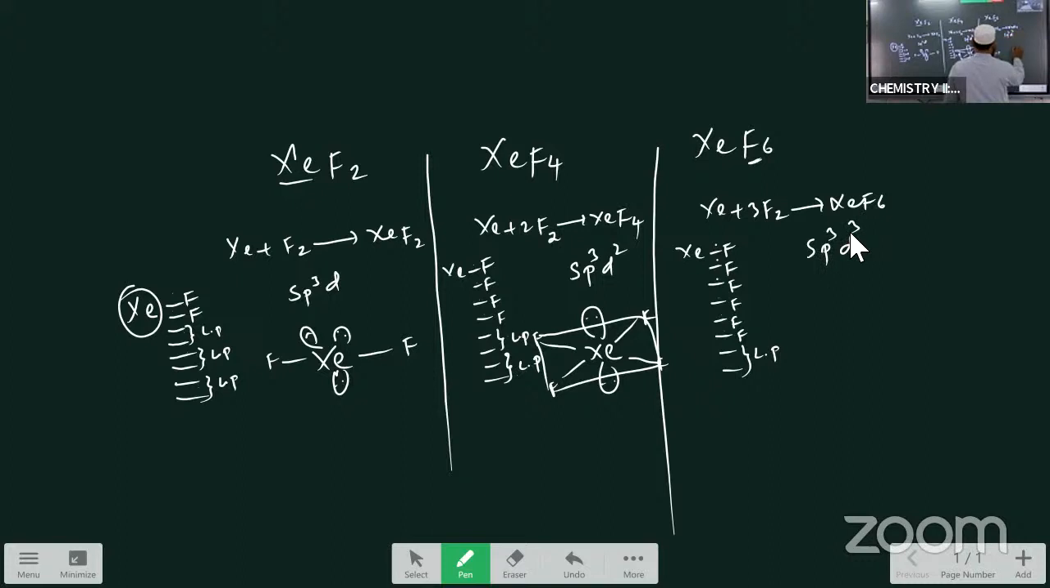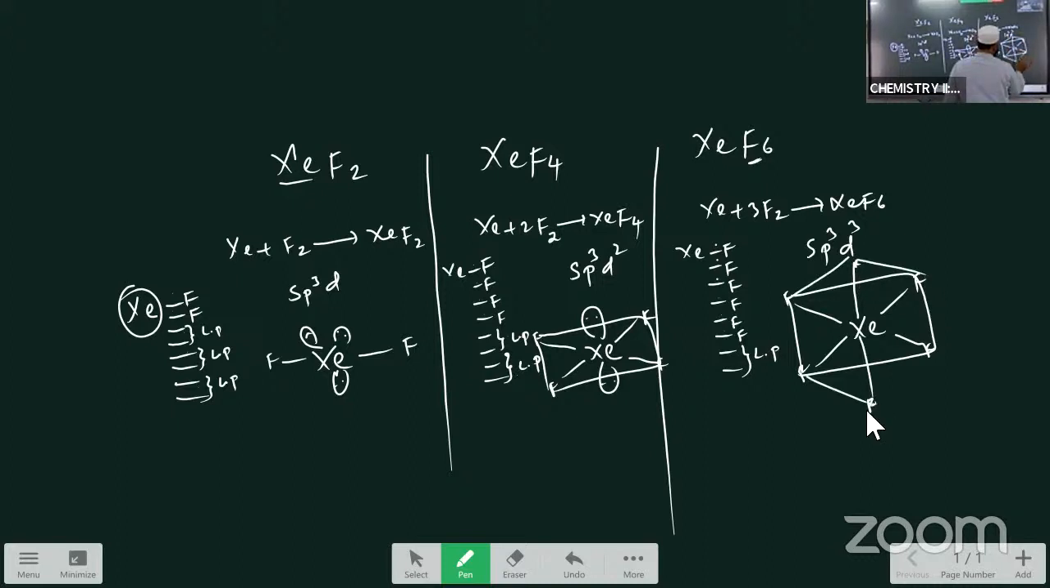Now how do you draw the structure of xenon hexafluoride? Once again you have to arrange the 4 fluorine atoms like this. Next, another one. This is the sixth fluorine atom, and one lone pair is there. The shape of the molecule is distorted pentagonal bipyramidal, or the shape of this molecule is octahedral. Write octahedral. These are the shapes of the xenon fluorides: xenon difluoride, xenon tetrafluoride, xenon hexafluoride.